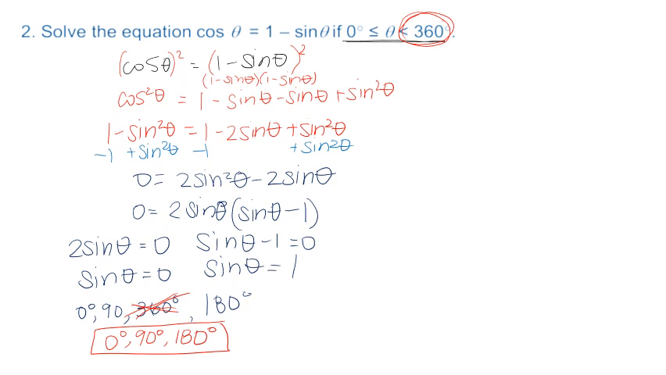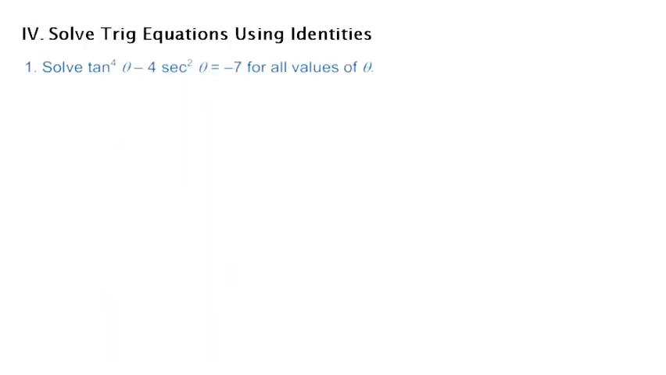All right, home stretch. Let's do these last ones. Getting a little bit more complex. So solve tangent to the 4th power of theta minus 4 times the secant squared of theta is equal to -7. All right, here's what I'm going to do.